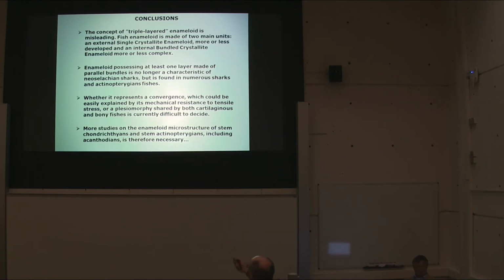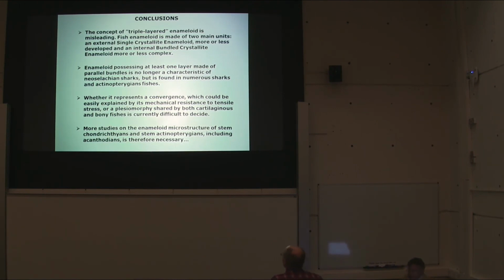And then you have an internal bundled crystallite enameloid, which is more or less complex, with bundles which could be parallel to the axis of the tooth, with bundles which could be interwoven, or bundles that could be radial to the tooth, or sometimes which are completely absent. So this enameloid, possessing at least 1 layer made of parallel bundles, is no longer a characteristic of neoselachian sharks. It has been found in numerous sharks as well as actinopterygian fishes.